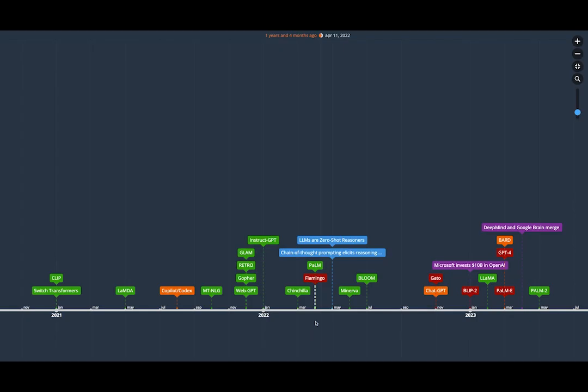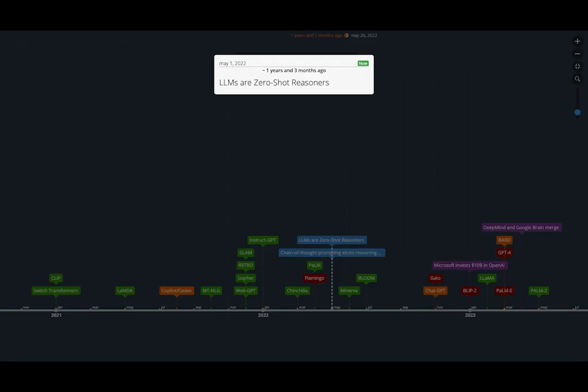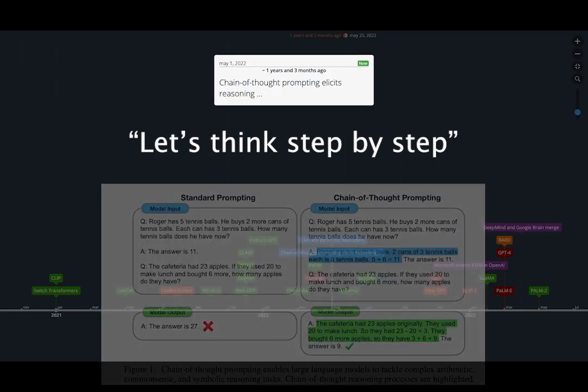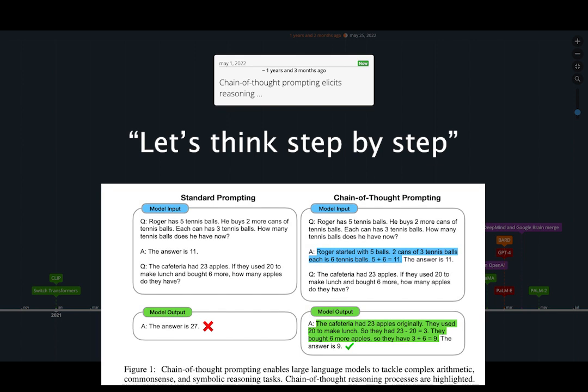1 month later, 2 interesting studies in prompt design were released. LLMs are zero-shot reasoners, and chain of thought prompting elicits reasoning. The studies showed that when models were prompted in manners that incentivized the model to output incremental passages, logical performance improved greatly. These papers brought greater research focus into what was possible using intentional prompt design.